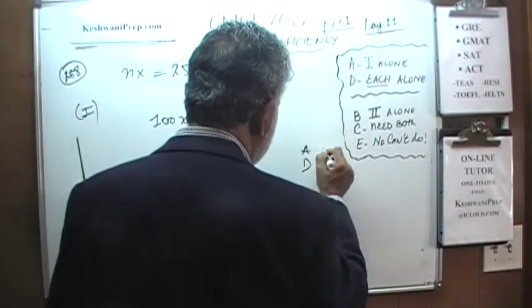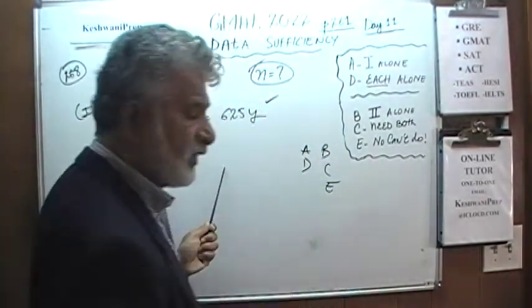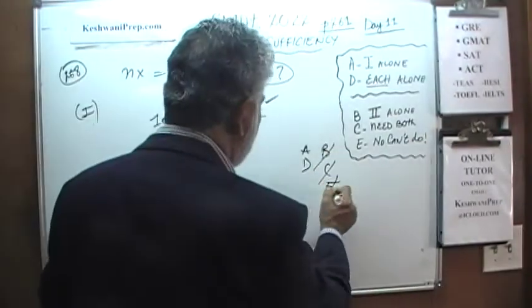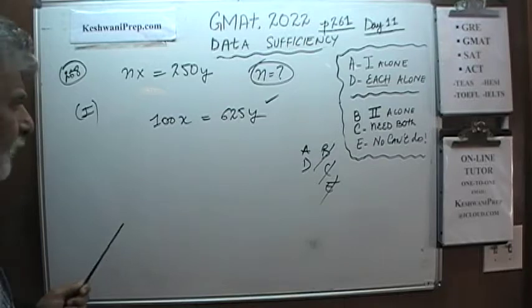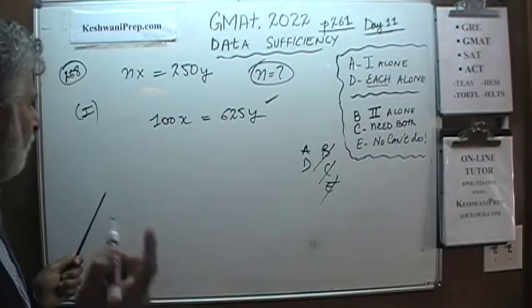A, D, B, C, E. Since the first statement by itself is enough, the answer cannot be B, C, or E. We don't actually have to do it, but just to satisfy your curiosity, I'm going to very quickly show you how to actually figure it out if we had to do it.